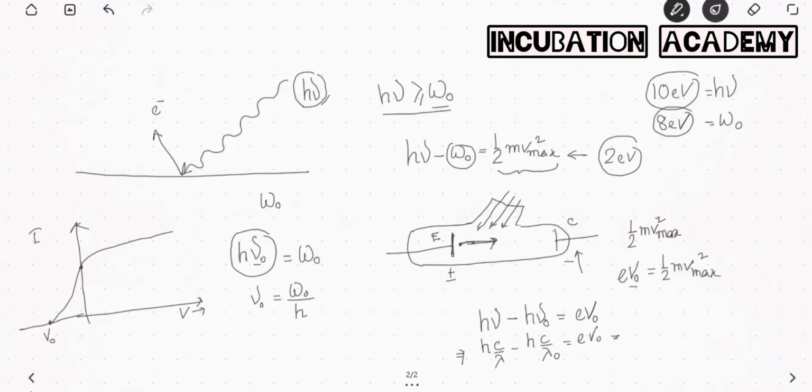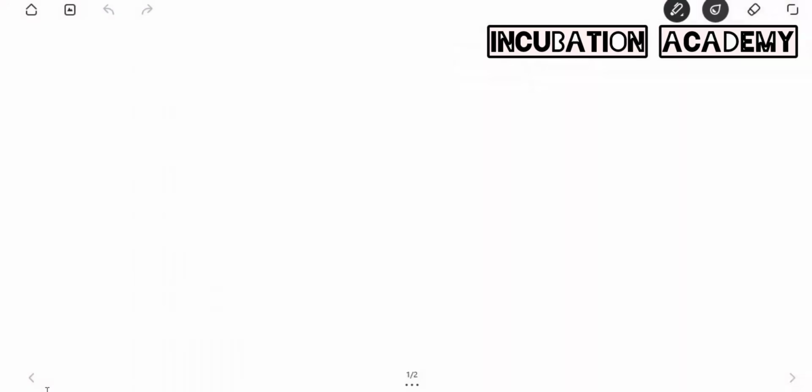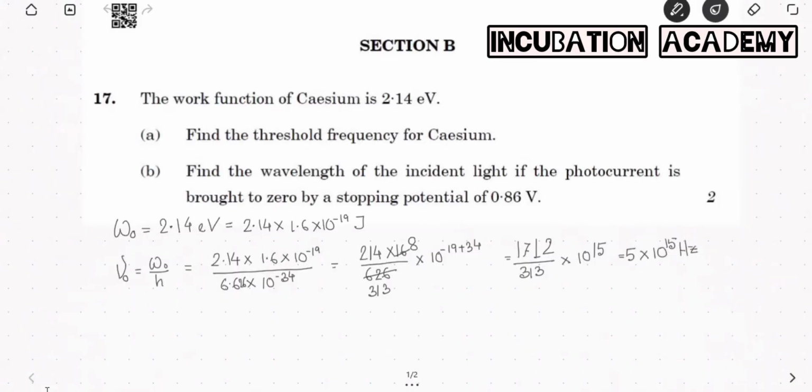If you take h c common from here, then you can say h c divided by e times (1 by lambda minus 1 by lambda naught) equals V naught. Now let us go back to the question. Find the wavelength of the incident light if the photocurrent is brought to 0. Obviously you understand how the photocurrent is brought to 0 by making the collector negative by a stopping potential of 0.86 volt.